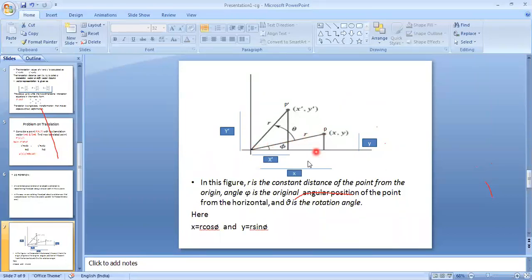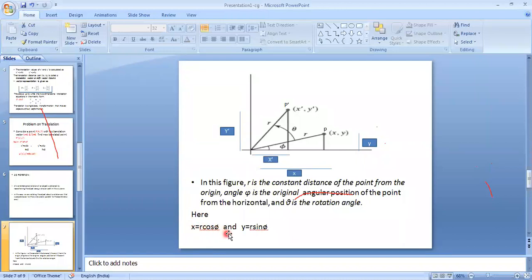Clear? So now how can I write x? If I want this x, obviously I need the base, so I need to take cos of phi. What is cos of phi? Cos of anything is base divided by hypotenuse. So cos of phi is base divided by hypotenuse, meaning x divided by r. So x is equal to r cos phi.